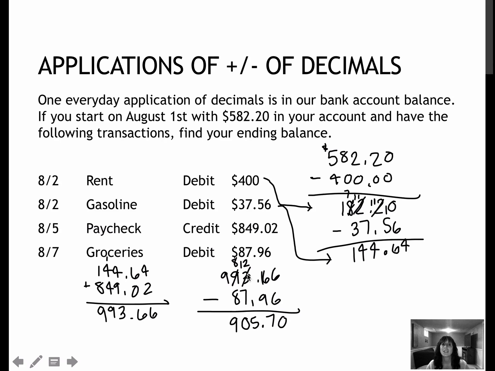Now, we talked previously about decimals and how we didn't really need a 0 here. This is our one exception. When we're dealing with decimals that represent money, we always write money to the hundredths place because that's a penny, essentially. So my answer is $905.70 that I would have at the end of August 7th.